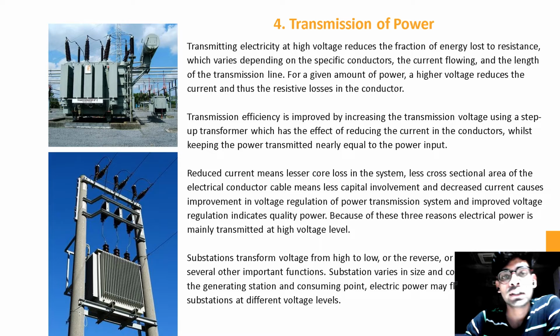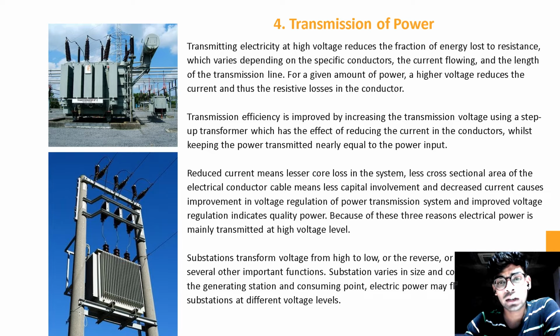On the further stage of this transmission of power, transmitting electricity at high voltage reduces the fraction of energy loss to resistance, which varies depending on the specific conductors, current flow and length of the transmission line. For a given amount of power, the higher voltage reduces the current and thus the resistive losses in the conductor. Transmission efficiency is improved by increasing the transmission voltage using a step-up transformer, which has the effect of reducing the current in the conductor whilst keeping the power transmitted nearly equal to the power input.